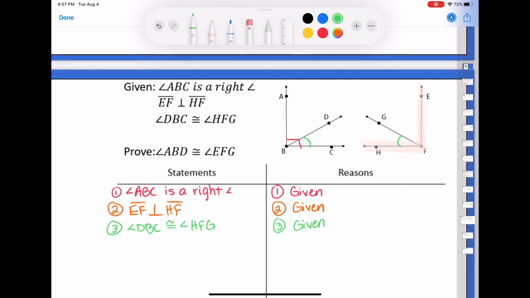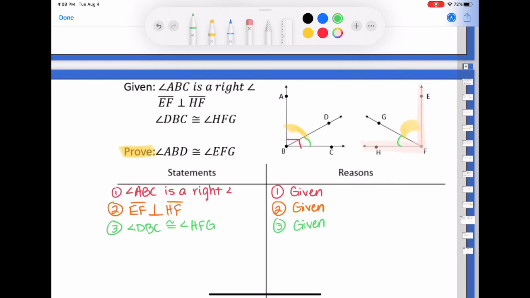All right, and now my goal, what I'm trying to prove is that angle ABD, this one here, is congruent to angle EFG, this one here. Now I highlighted it so I could see what I was going after, but I don't know that yet. My goal is to prove that. That's what I'm going after here.